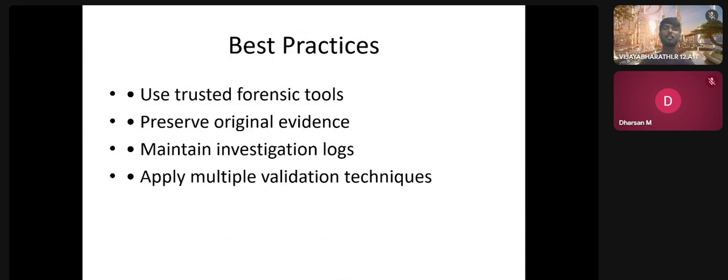These are the best practices in forensic data. We should trust the forensic tools and preserve the original evidence, which may be required for future purposes, and maintain the investigation log for any problem we might face in future. So we should maintain the logs properly, and we should apply multiple validation techniques. Why? Because this is not a normal thing; forensics is essential for serious purposes.